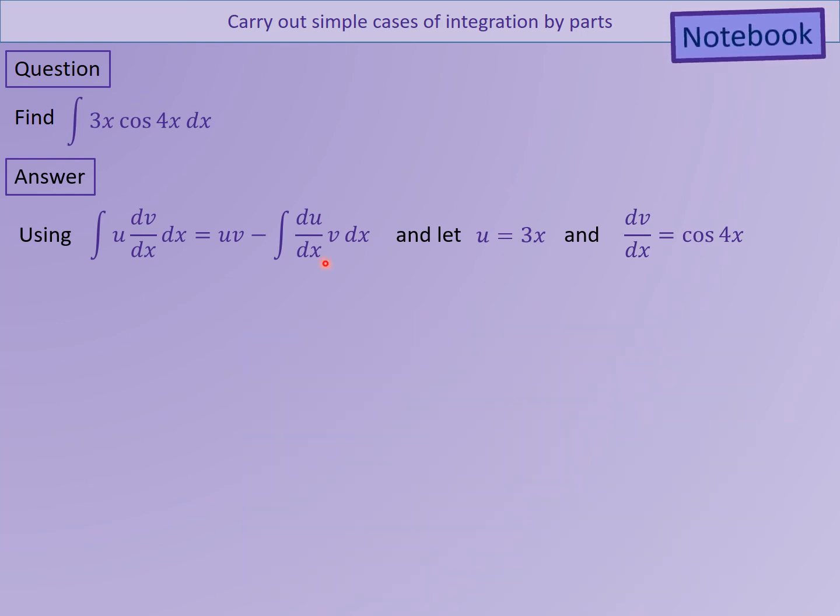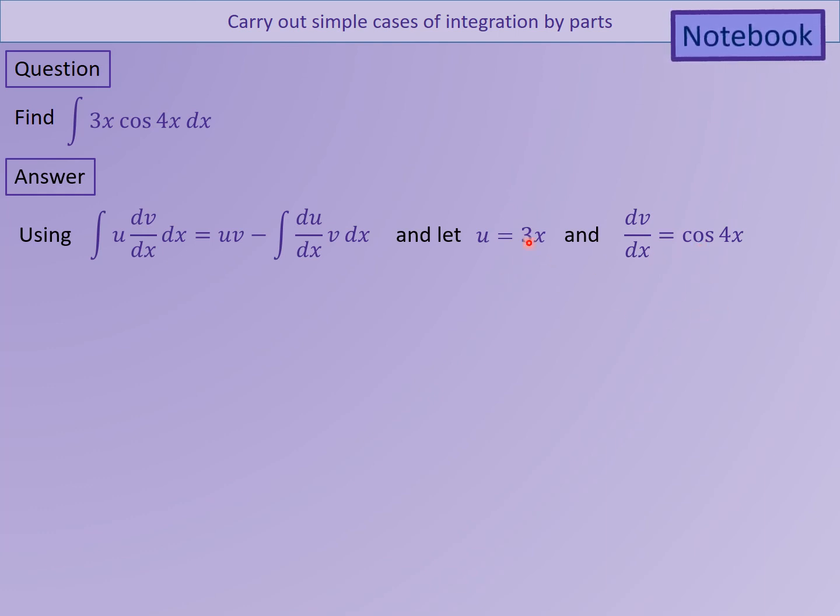So what do I need to do? Well, to get the answer, I need u. Great, I've got that, it's 3x, but I need v. That means I'm going to have to integrate cos 4x to get v. And that's okay. I can integrate cos 4x because I know it goes to a quarter sine 4x. What else do I need? I need du over dx. Well, that's okay as well because I can differentiate u in terms of x to get du over dx equals 3. And this is what is important, to do it that way around. That differentiates nicely to get to 3, and that integrates nicely to get a quarter sine 4x.